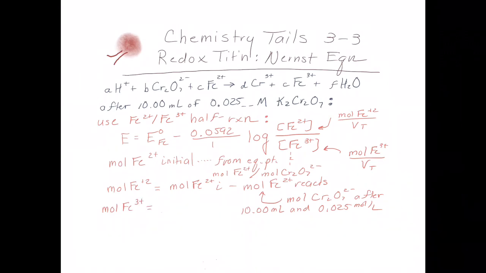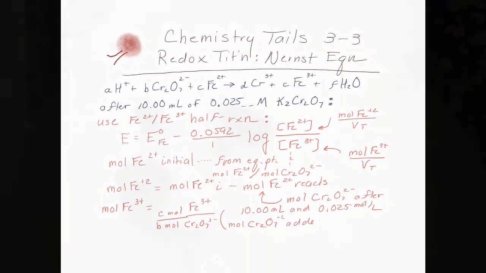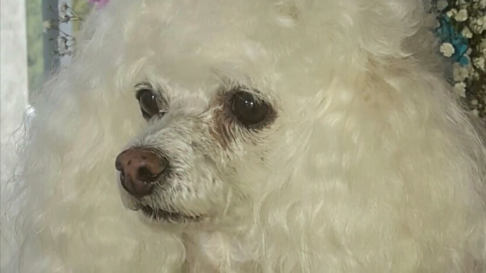The moles of iron 3 we get from the balanced reaction, and knowing how many moles of the iron 3 we get for the known number of moles of dichromate ion that were reacted when we add 10 milliliters of this solution. This should be all you need.